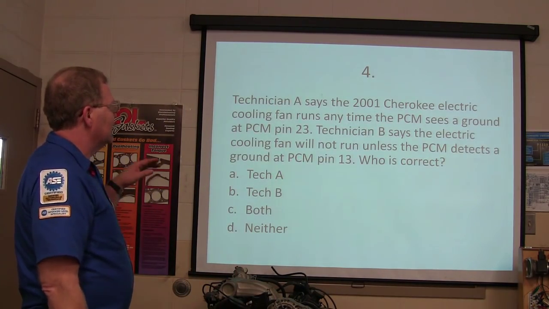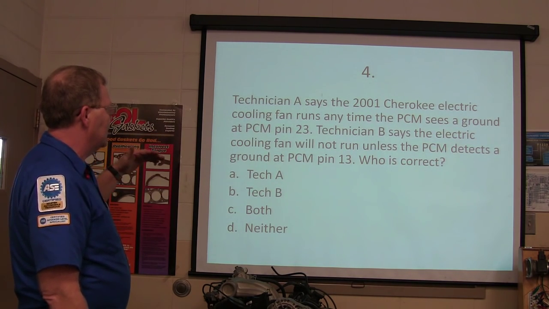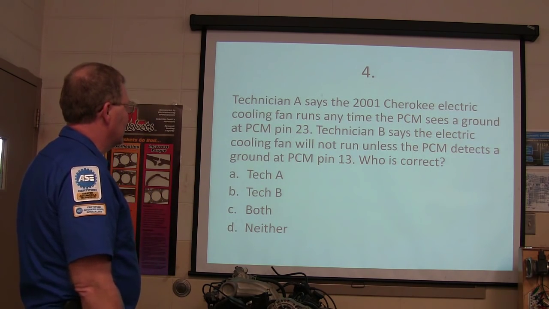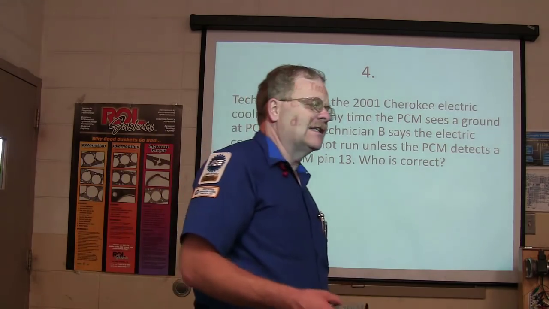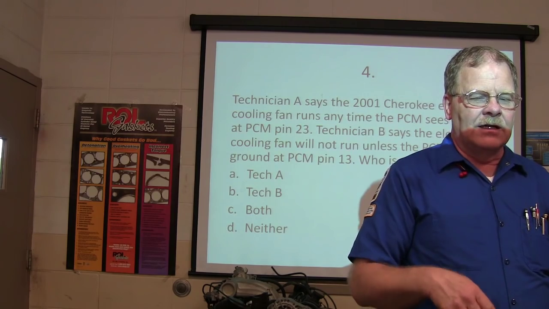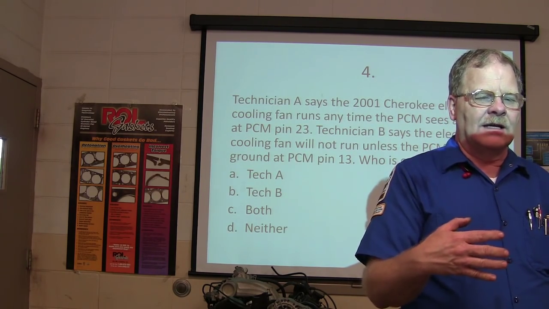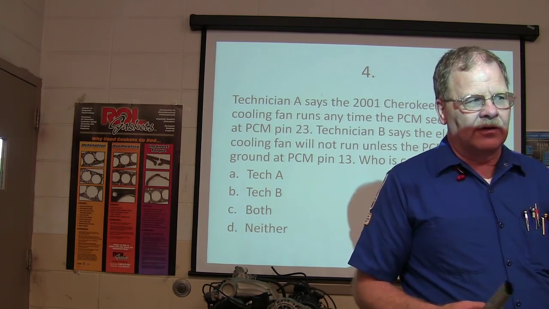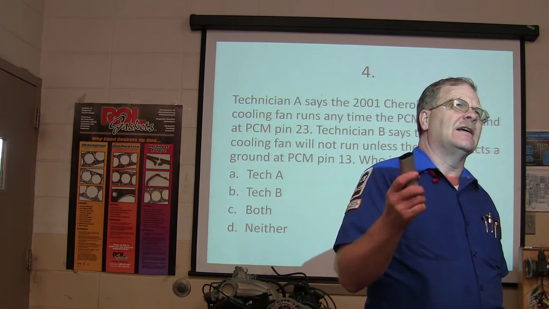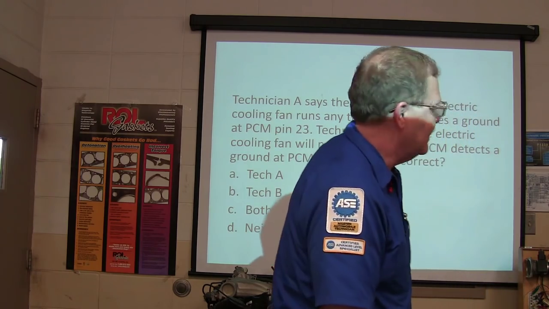Alright, Technician A says the 2001 Cherokee electric cooling fan runs anytime the PCM sees the ground at PCM 1023. Technician B says the electric cooling fan will not run unless the PCM detects the ground at PCM 1013. Suffice to say on that one, it's got a high pressure switch in the high pressure line. If the pressure gets too high, it's going to kick on this electric fan that's a helper for the belt driven fan on that Cherokee. That Cherokee is one of the only ones I've ever known of that has a belt driven fan and an electric fan, and the electric fan is the one that kicks on when it needs assistance.